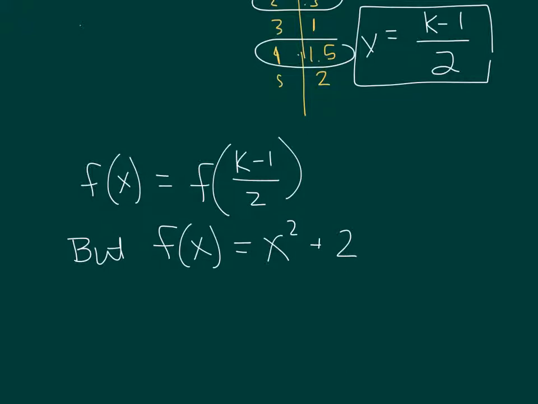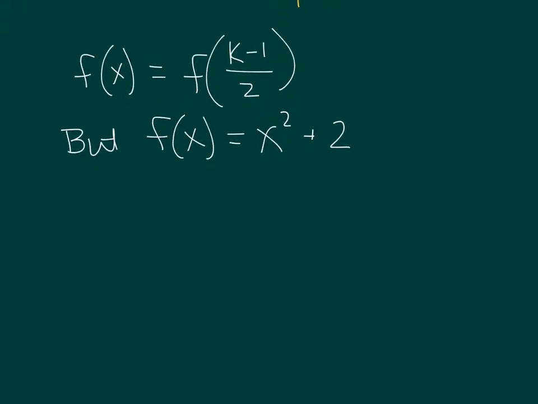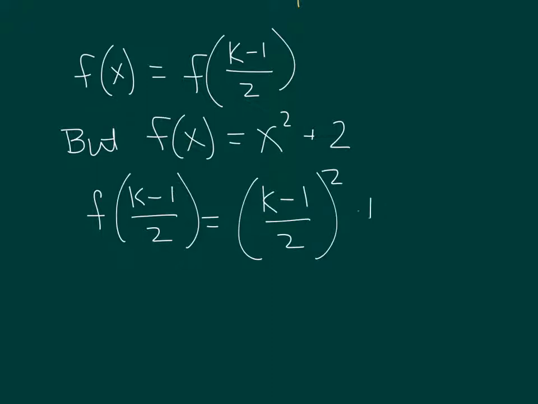So let's tailor this here. So the function that we're going to be using, so f of k minus 1 over 2 is going to be k minus 1 over 2 squared plus 2. And let's do that work. When we have a fraction, we're going to square the top, square the bottom. So in the numerator, I'm going to have k squared minus 2k plus 1, but I also need to square the denominator. So 2 squared is 4.